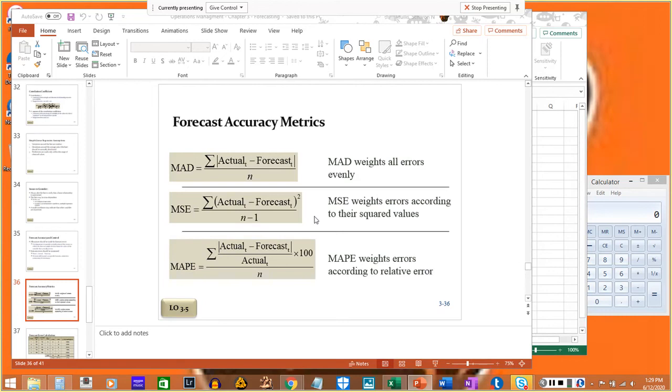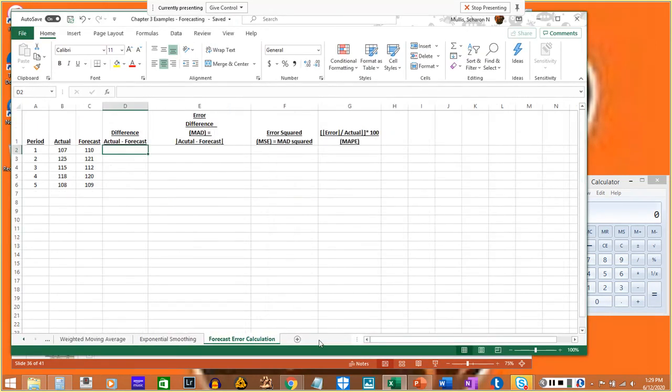And then you have the mean absolute percent error. This is the average absolute percent error. As with the previous few equations that we did, we're going to do an equation to figure out what the mean absolute deviation is, what the mean squared errors are, and then the mean absolute percent errors are. First, find out what the difference is between the forecast and the actual. To do that, we're going to subtract the actual from the forecast to come up with the difference.